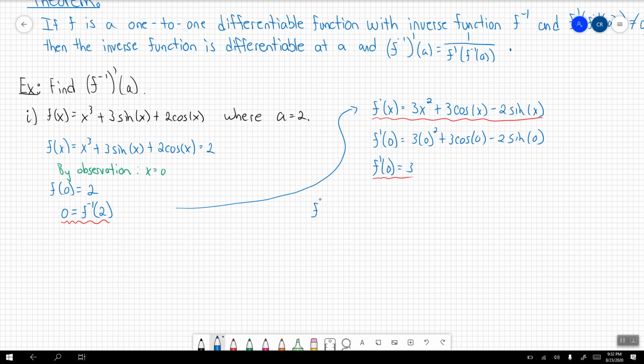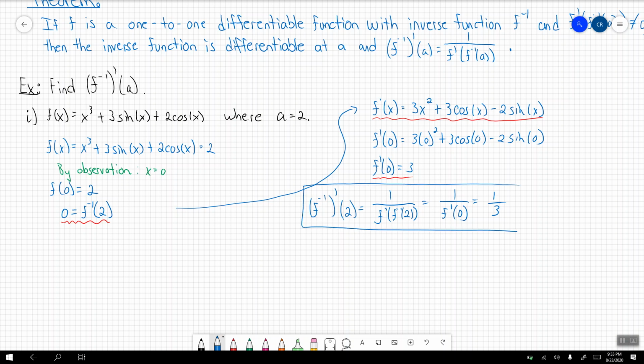To say that we found this derivative of this inverse is really saying that we looked at this evaluation, where this was f prime evaluated at 0 by this initial work here, and then f prime evaluated at 0 got us 3, which means this is just 1/3, which means we found our answer, which is just 1/3. Awesome. Yay.